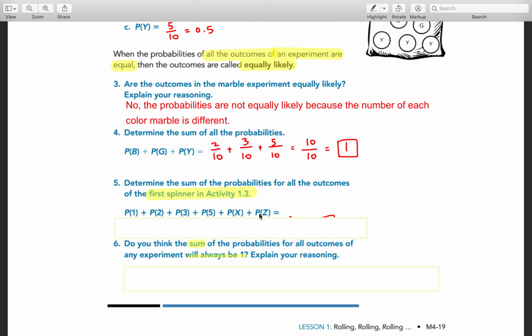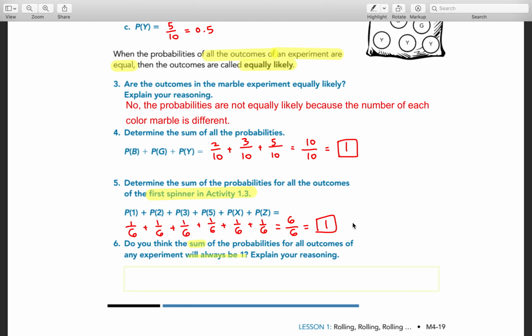Number 5: determine the sum of the probabilities for all the outcomes of the first spinner in activity 1.3. This activity 1.3 we did last week. We had 1, 2, 3, 5, and X and Z, so there were 6 total possible outcomes. For the spinner to land on 1, there was a 1 over 6 chance, plus another 1 over 6, plus another 1 over 6 for 3, and 1 over 6, 1 over 6, and 1 over 6. When you add them all up, you get 6 over 6, which is also equal to 1.